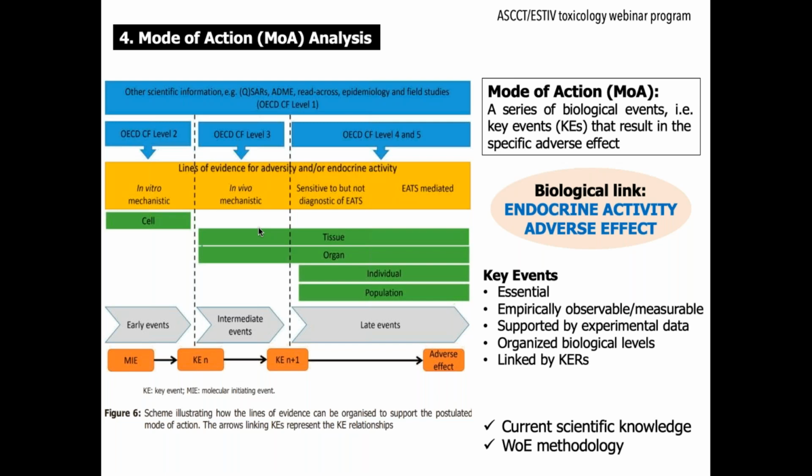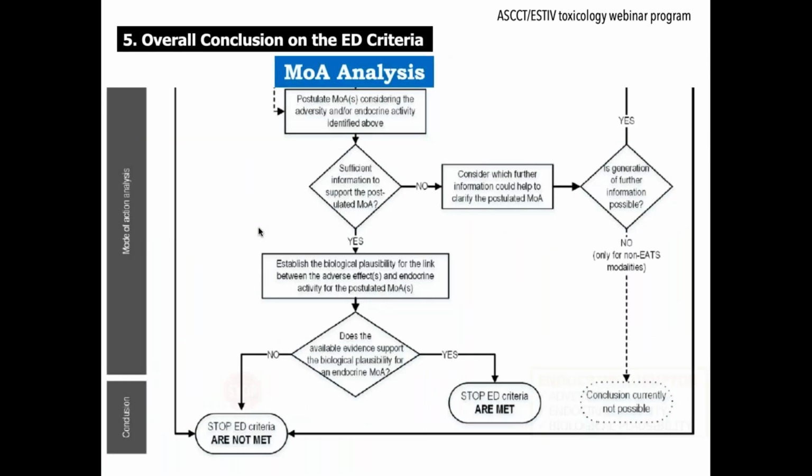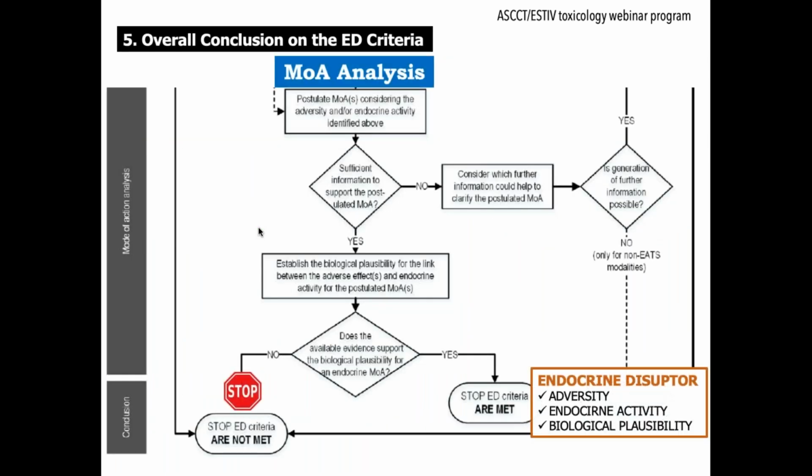The mode of action of an endocrine modality will normally contain some early key events which provide mechanistic data at molecular and cellular level, and then intermediate key events, and finally later key events at organ or system level, including the adverse effects. And finally, from the mode of action analysis, it's possible to draw an overall conclusion of the assessment, which is the last step of the process.